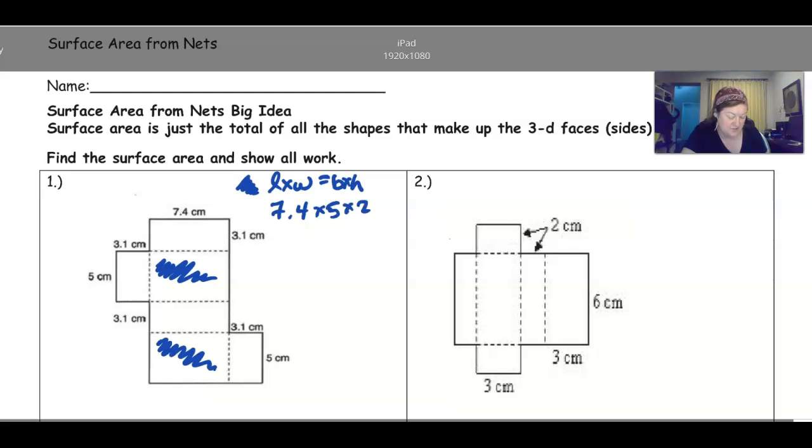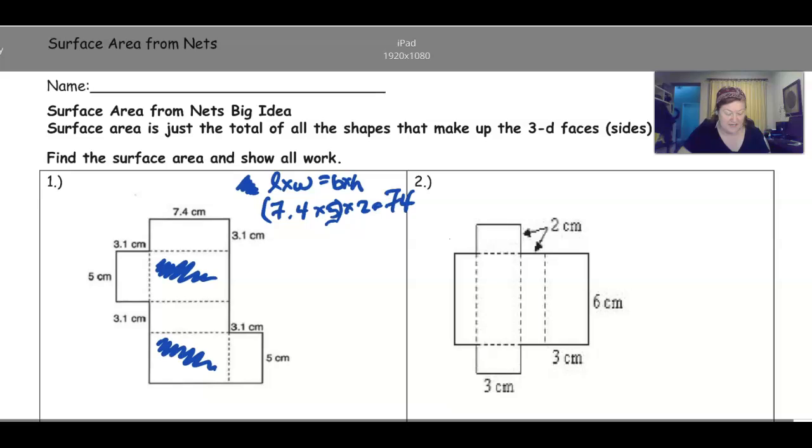And I'm going to say times 2 because we have 2 that are colored the exact same way. The 7.4 is centimeters, the 5 is centimeters, so I'm going to call it centimeters squared. But for now, I'm just going to shortcut it and just multiply those all together. So 7.4 times 5 times 2 is going to be 74.